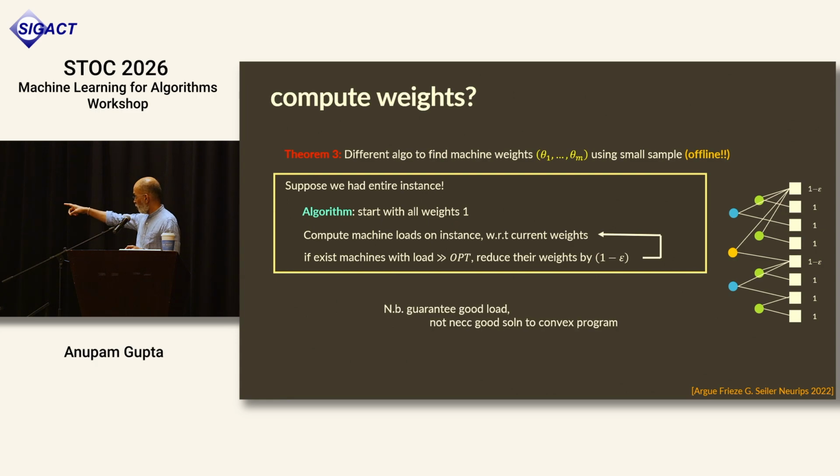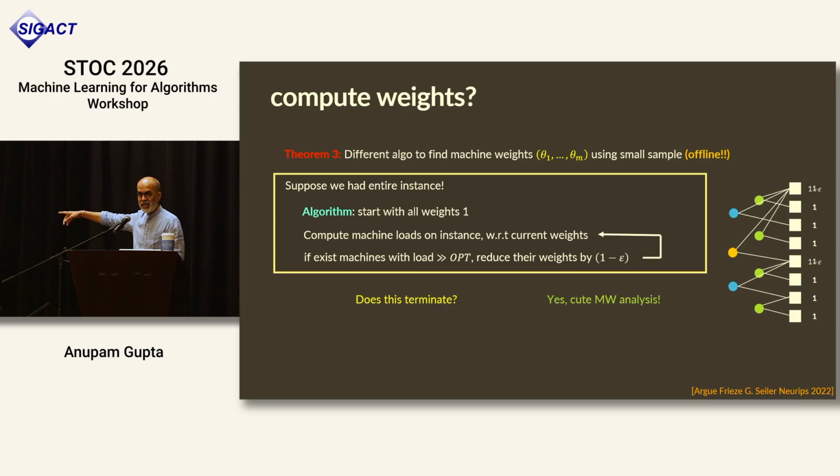Okay. By the way, note that I'm just guaranteeing good load. I'm not saying that this is a good solution. This is a near optimal solution. It is a good solution to the convex program, but it's not point-wise close to the optimal. It's just got a good solution value. So the first question you should ask is, does this terminate? And the answer is yes. There's a very cute analysis, as all these multiplicative weight analyses tend to be.